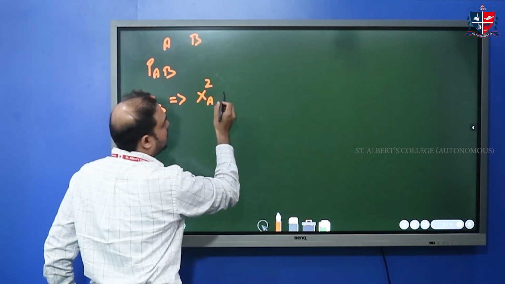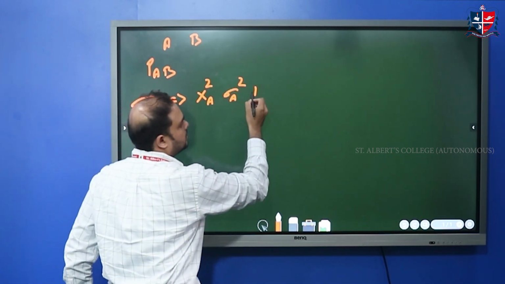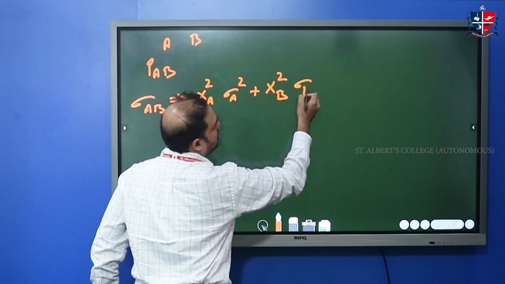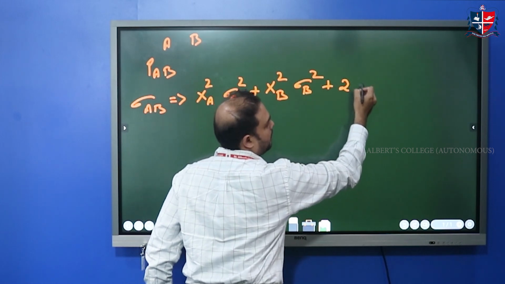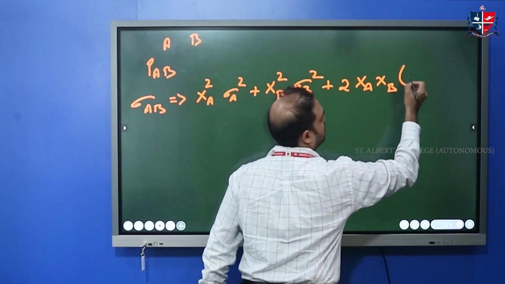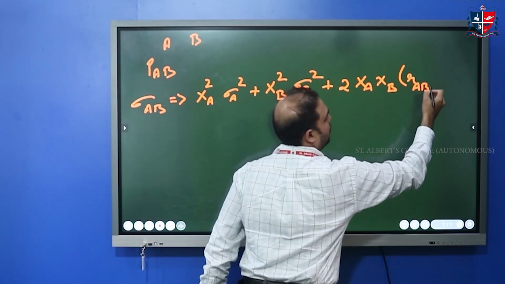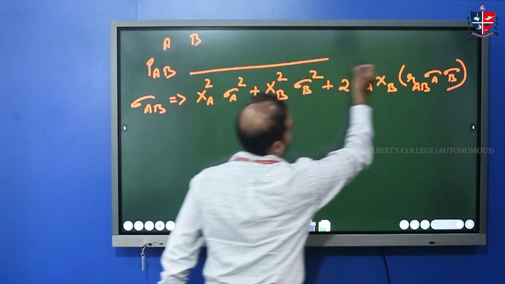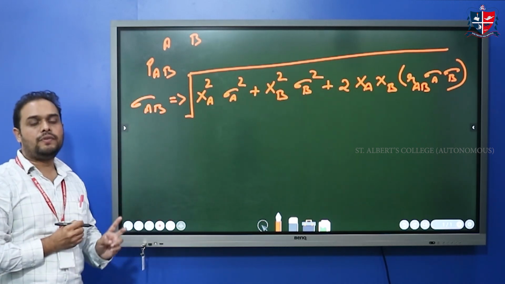Your second term is the variance of stock A, plus the proportion of investment in stock B, the whole square, into the variance of stock B, plus 2 XA XB into R, that is the correlation coefficient between stock A and stock B, into the standard deviation of A, into the standard deviation of stock B. If you put this entire thing in a square root, it will give you the standard deviation of portfolio AB.